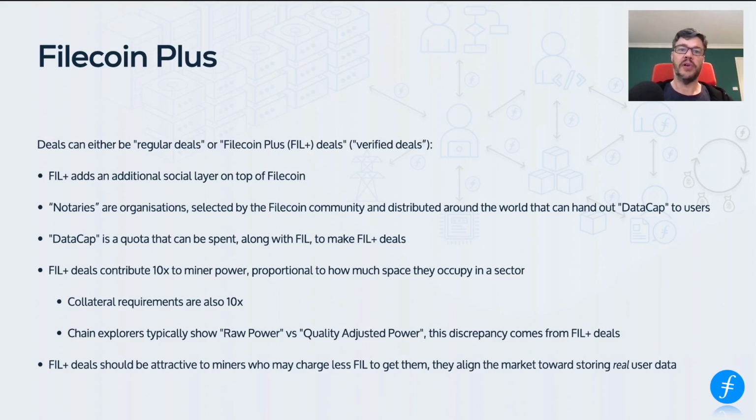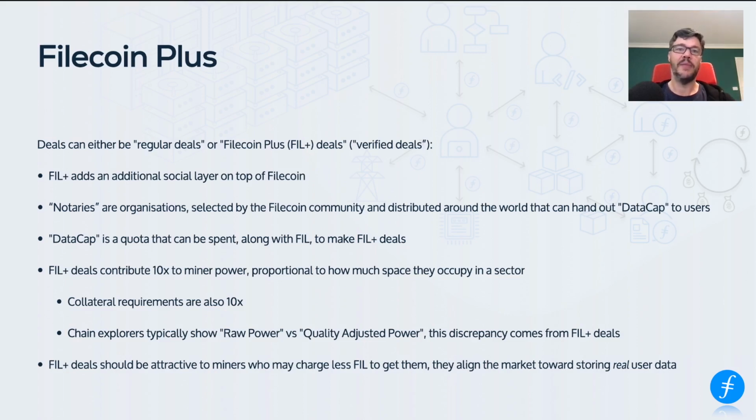Data cap is like a quota that can be spent along with Filecoin to make Filecoin Plus deals. So when you're making a deal, you can say this is a Filecoin Plus deal. I have data cap available. I have some quota from a notary that I'm willing to make with this deal. The special thing about Filecoin Plus on the chain is that Filecoin Plus deals contribute 10 times the miner power than regular deals or committed capacity.